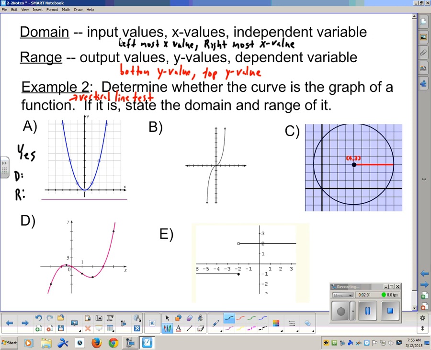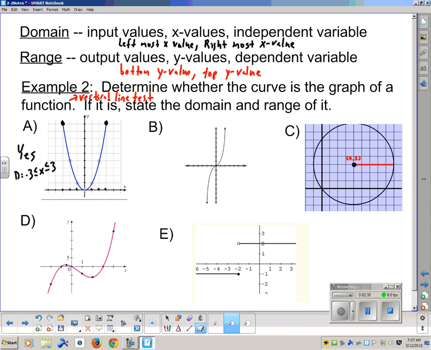So for the domain, I'm going to look at the leftmost x value. The left of my graph is right here, and the rightmost of my graph is over here. So what's my leftmost x value? That's -1, -2, -3. So it looks like -3. And then over here, 1, 2, 3. So it looks like 3. If you want to write it like this, x is greater than or equal to -3 and less than or equal to 3. So that means it's between -3 and 3.